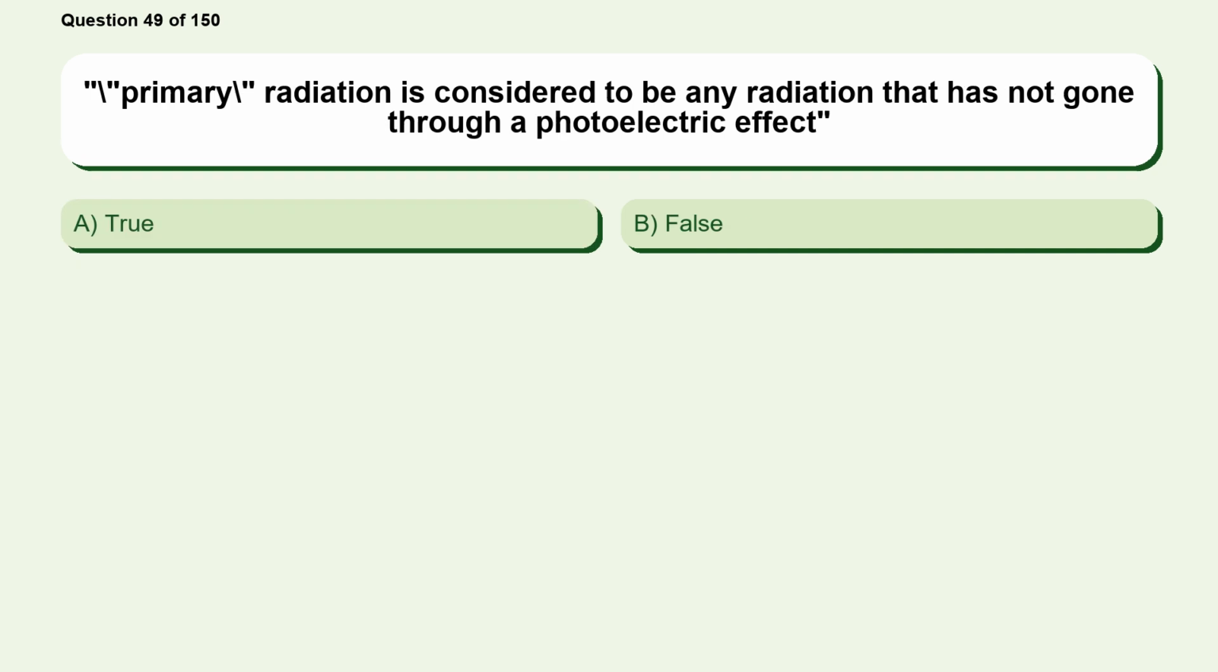Question 49. Primary radiation is considered to be any radiation that has not gone through a photoelectric effect. Option A, true. Option B, false. The correct answer is option true.